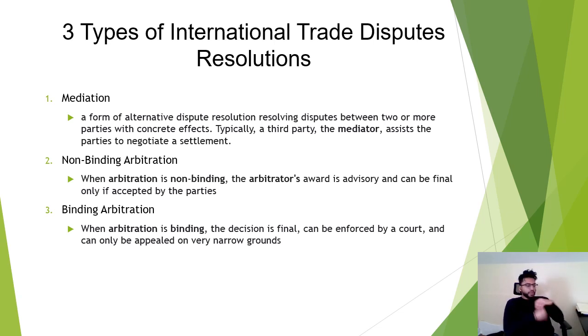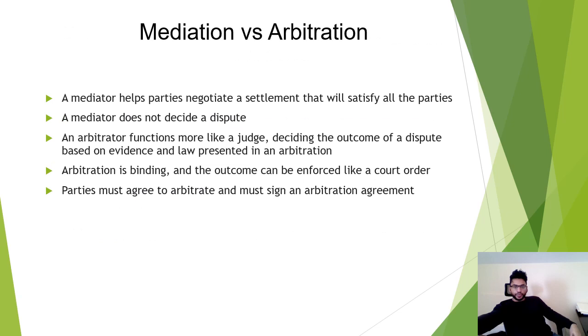Mediation is when you have two companies, A and B, that are fighting, and a mediator comes in the middle and tries to get them to come to a settlement. Non-binding arbitration is non-binding. The arbitrator's award is advisory and can be final only if accepted by the parties. Binding arbitration is when the decision is final, can be enforced by a court, and can only be appealed on very narrow grounds. So, what's the difference between mediation and arbitration?